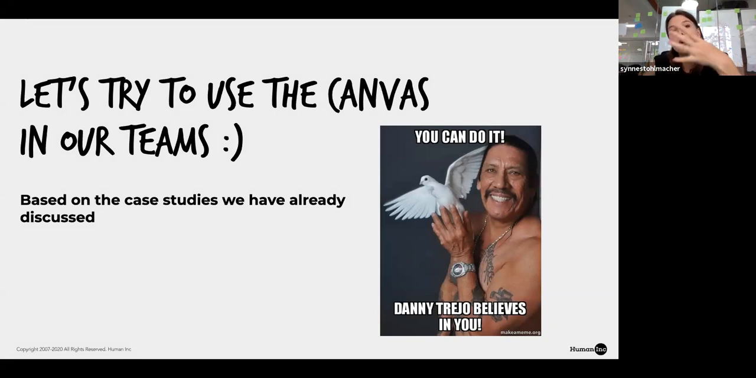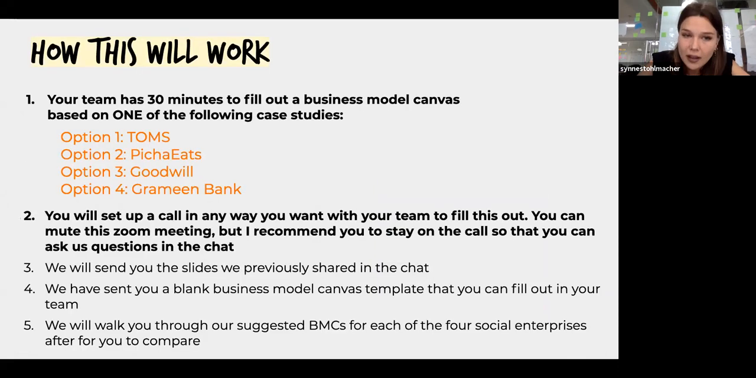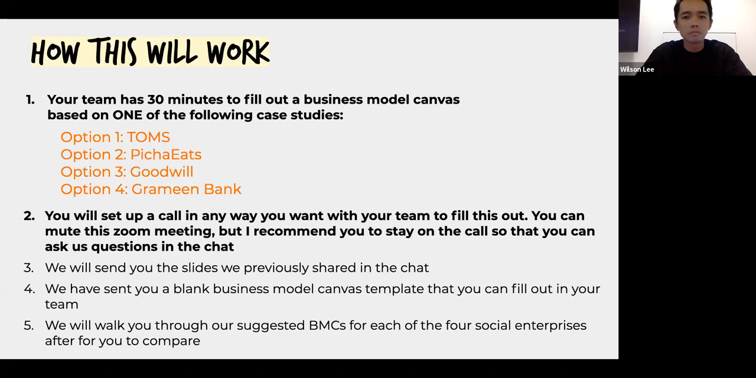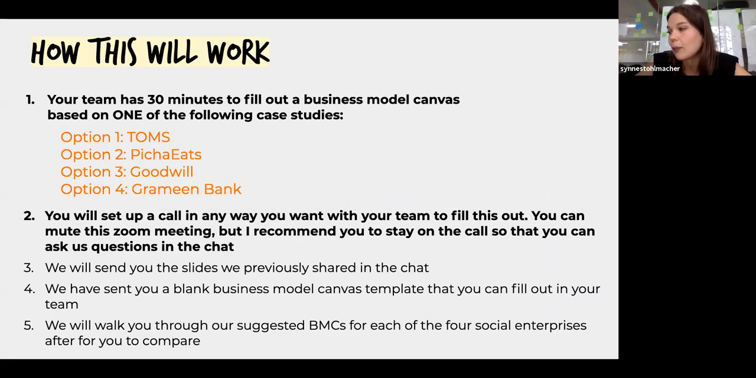So based on the 4 different cases that we have given you, we want you to select one of them to try to create the business model canvas. Don't worry if you don't get it right away. That was a fun pun. We're kind of here to try to help you.